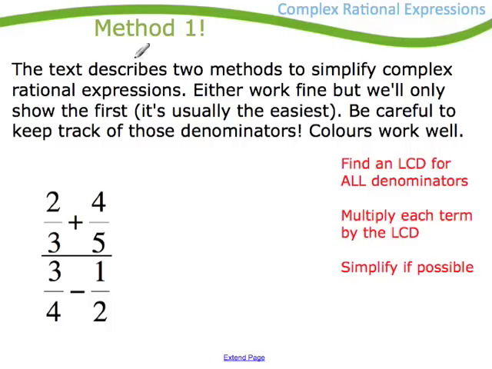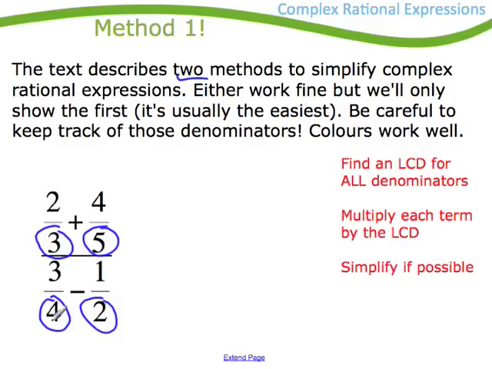Okay, so like I said, the text looks at two ways, but we're just going to look at the one. I really quite like the first one, and I think that's probably the easiest way to do it. But feel free to look at method 2 and see if that works for you as well. Method 1 says find a lowest common denominator for all the denominators. Okay? Denominator, denominator, denominator, denominator. So I need to find a lowest common denominator for 3, 5, 4, and 2.